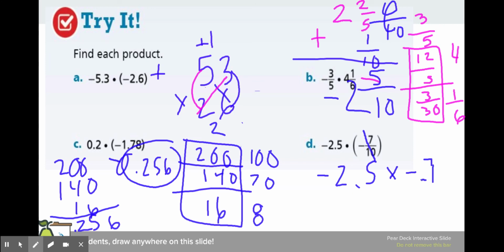-7/10. I'll do 0 and 7/10. All right, and again, I'm going to multiply 25 times 7. I know that that is 175. I know my answer is going to be positive because a negative times a negative gives me a positive. So I get positive 175. There's 2 numbers behind the decimal in my problem, so I need 2 numbers behind the decimal in my answer. So I get 1 and 75 hundredths.